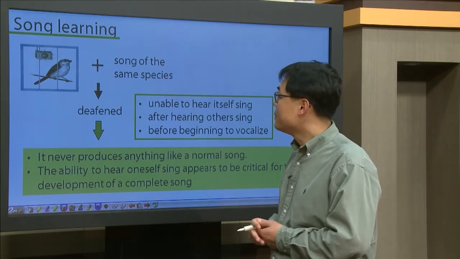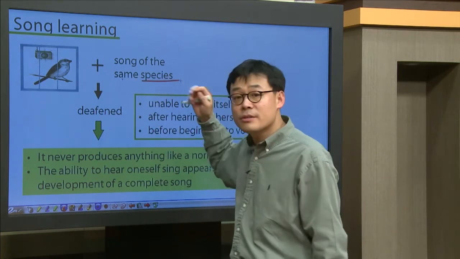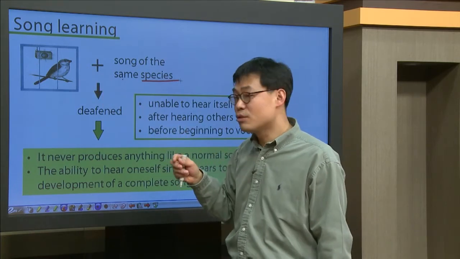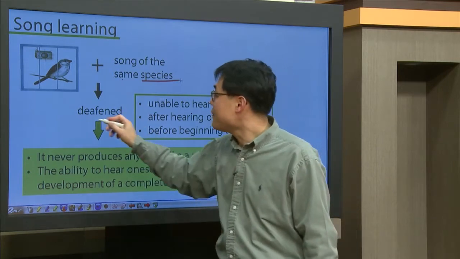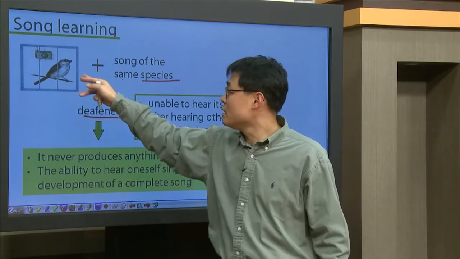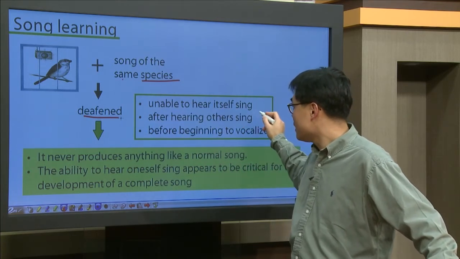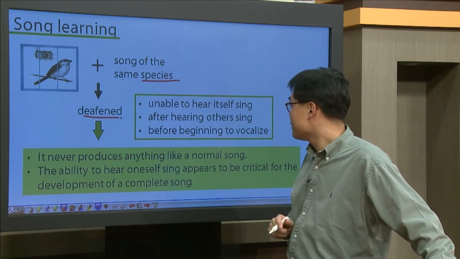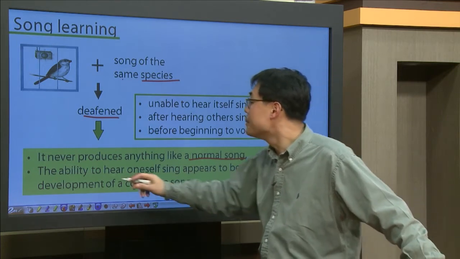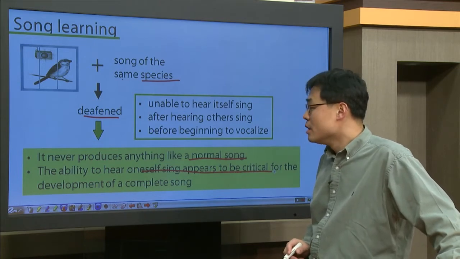Now he did another important experiment. He played back songs of the same species during the critical period. So this bird species got the imprinting during the critical period, but after that he deafened it. You can deafen this bird, so it cannot hear what it just sung. If this bird is not able to hear itself sing, after hearing others sing, then it cannot produce normal songs. The ability to hear oneself sing appears to be critical for the development of a complete song.